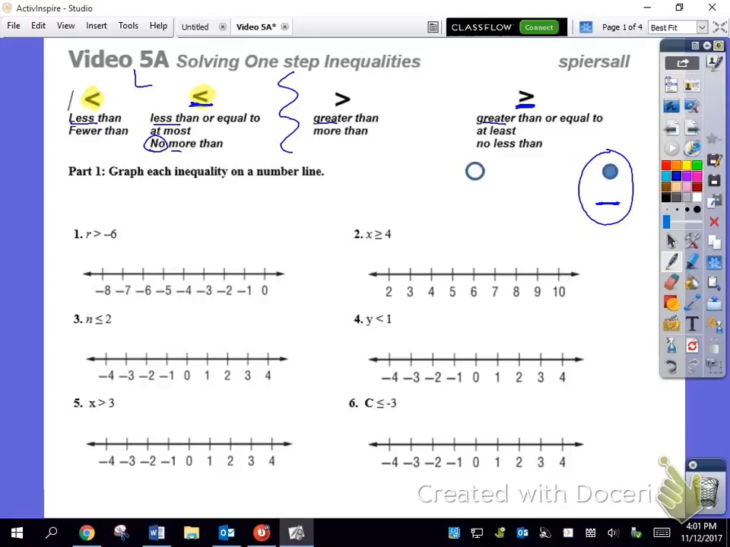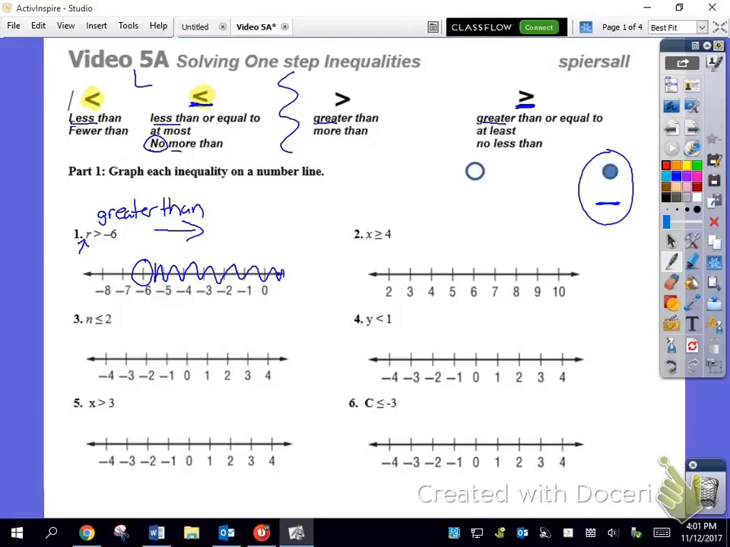So number 1 says R is greater than -6. So I'm going to go to -6 on my number line. I'm going to put a circle. Now it's greater than. It's not equal to, so I'm going to leave it open. Greater means I'm going to shade to the right. So I'm going to shade everything to the right because these numbers are bigger than -6.